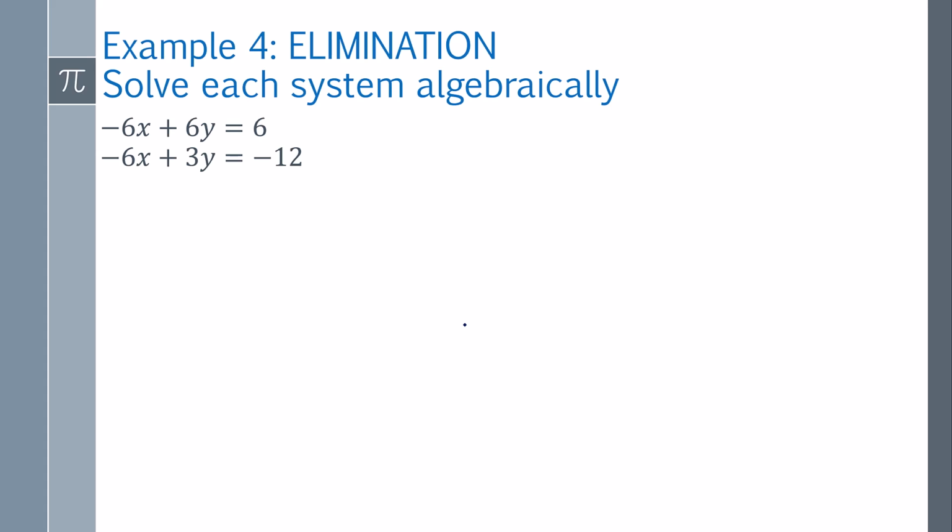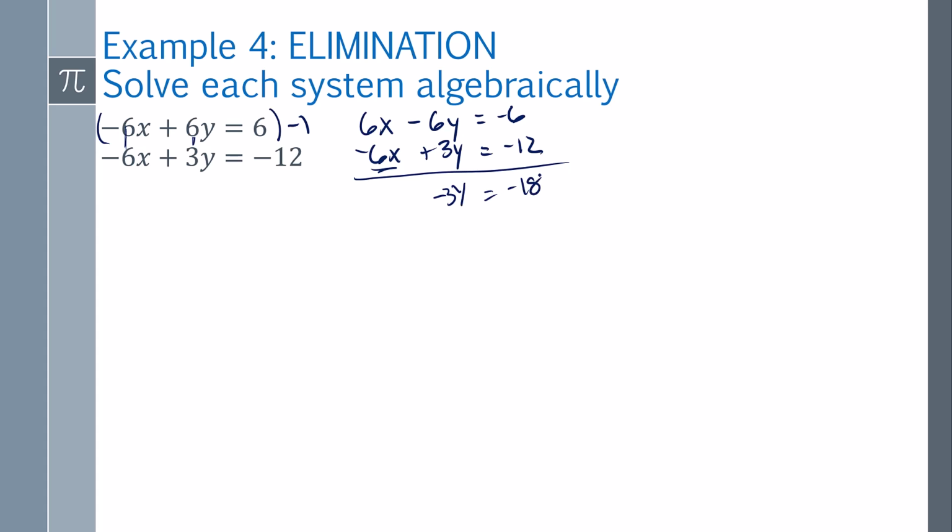Now, if we're looking at this one, if we notice, these are not opposites of each other, and these are not opposites of each other. So because they're not opposites, when I add them together, a variable won't cancel out. Another rule to the elimination method is we're allowed to multiply an equation by any number to create a new one. So I can multiply this top equation by negative 1, and if I do that, I get 6x minus 6y equals negative 6. The bottom stays the same. So now the x's are opposites. So when I add the equations together, you're going to get negative 3y equals negative 18. Divide both sides by negative 3. You're going to get y equals 6.